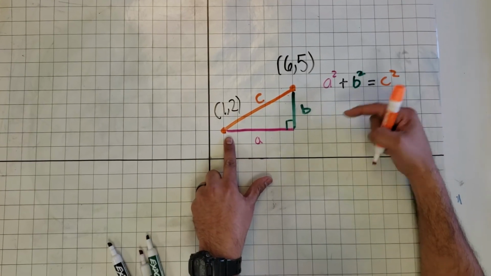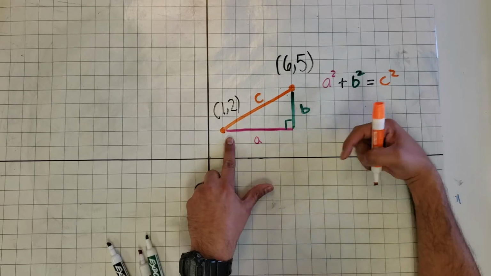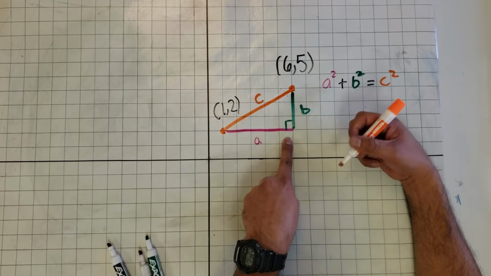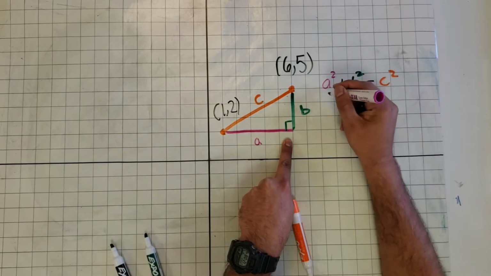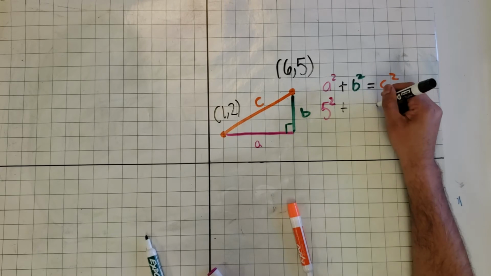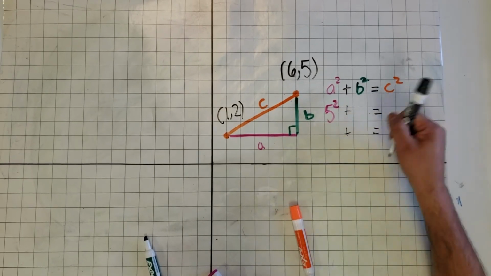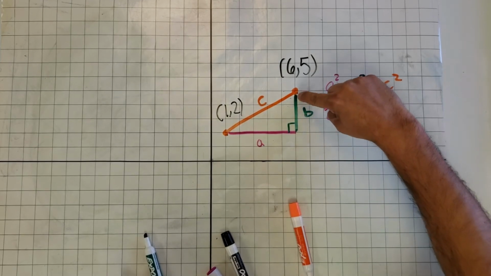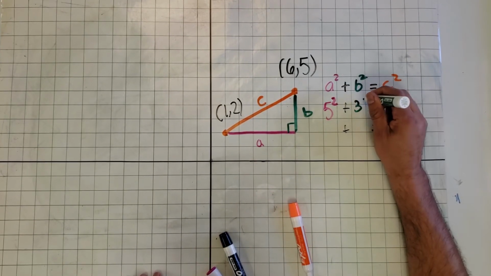How many spaces is A? How big is A? Well, let's count the squares. 1, 2, 3, 4, 5. So my A is a 5, so I'm going to put 5 squared. Alright, now we're going to do the B. How big is B? 1, 2, 3. So we're going to put a 3 squared.